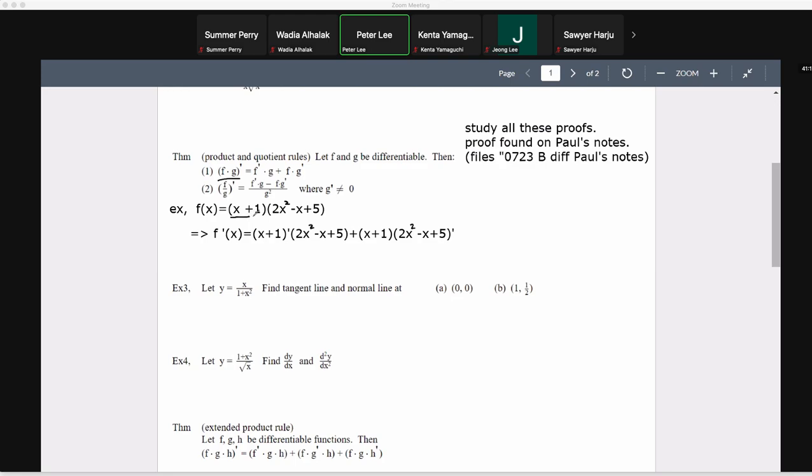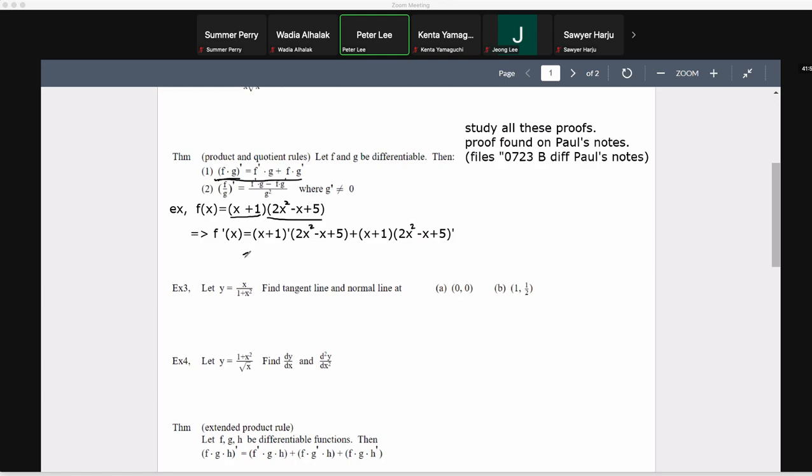If you consider x plus 1 as g and the other function as h, this is like f of x is g of x times h of x. Then this is g prime h plus g h prime. So that's what the product rule is. This is how you apply the product rule.